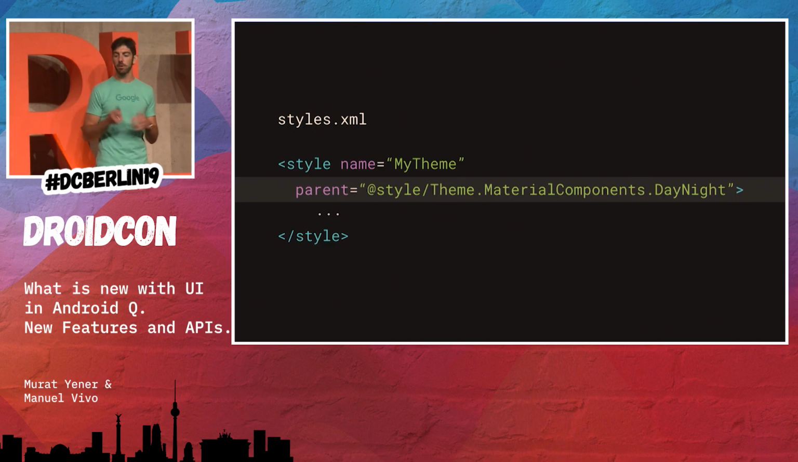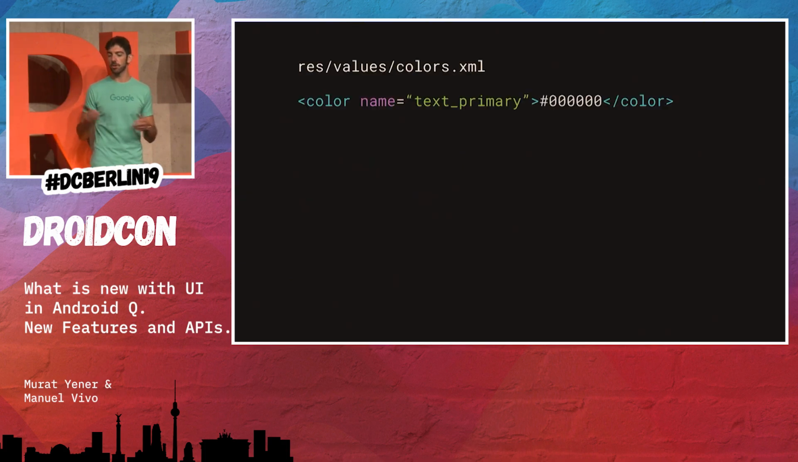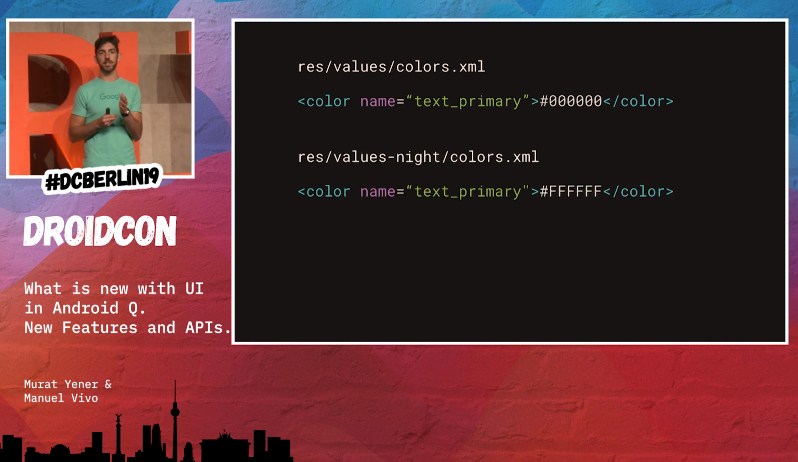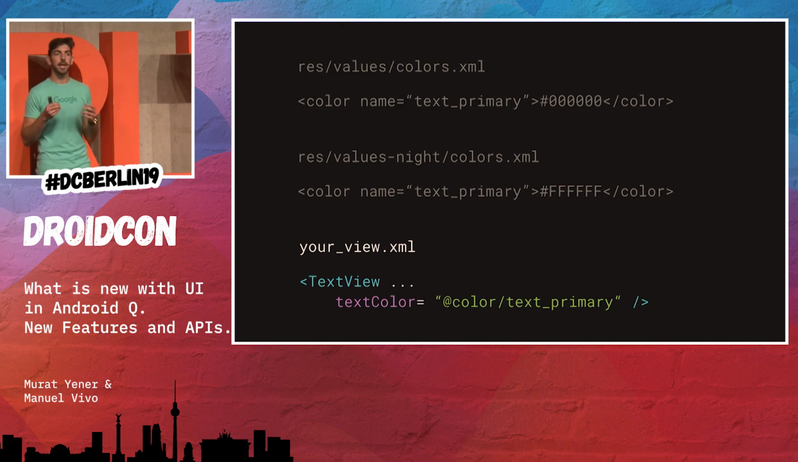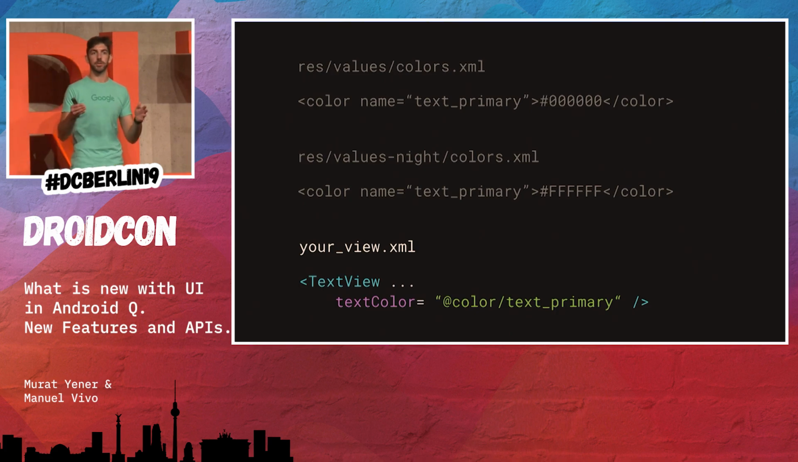What does it mean that it enables the -night resource qualifier? So imagine we have our color defined here, text primary color, and we put that in the values folder. And this will get used when in light theme. When the system or your app is in dark theme, it will try to use the color defined in the values-night folder. So here you can have different colors depending on the theme that you are on. And how can you use this? So you can use a TextView and say textColor and say text primary. So the DayNight theme will automatically swap between these two colors depending on the theme it is using.